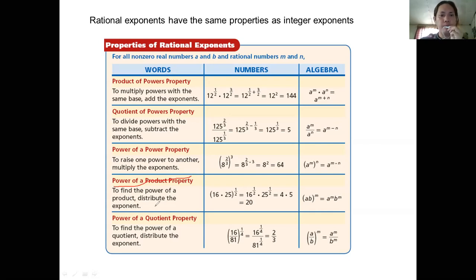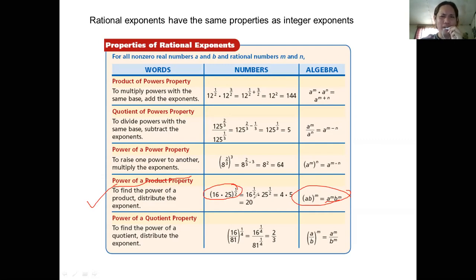Another is the power of a product property. For the power of a product property, to find the power of a product, distribute the exponent. So this is the case. Again, the rule: ab, quantity to the power of m, distribute the exponent. So that gives you a to the power of m, b to the power of m. So for an example, we have 16 times 25, quantity to the power of 1/2. How do you simplify it?